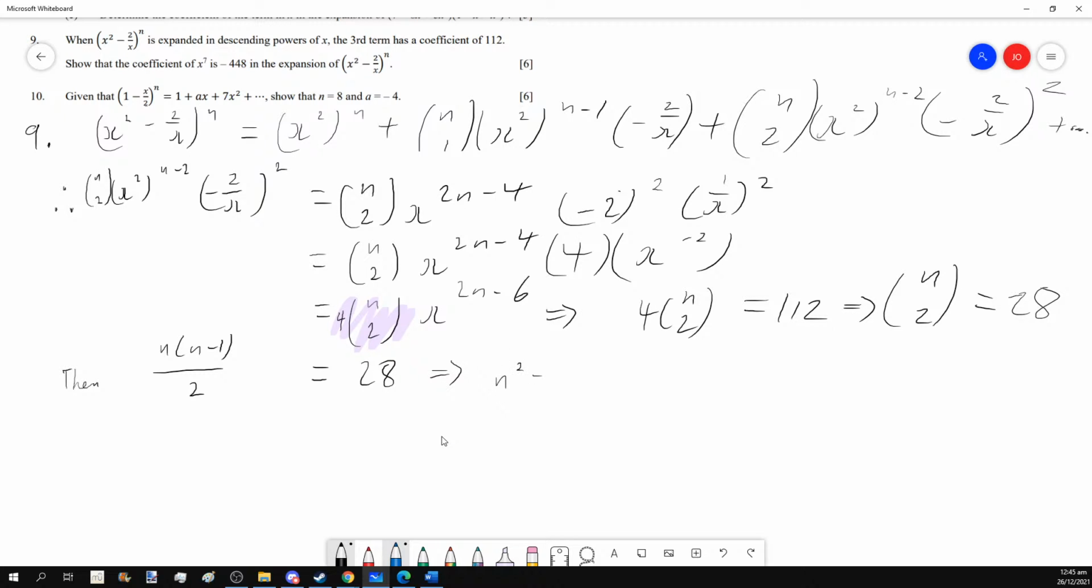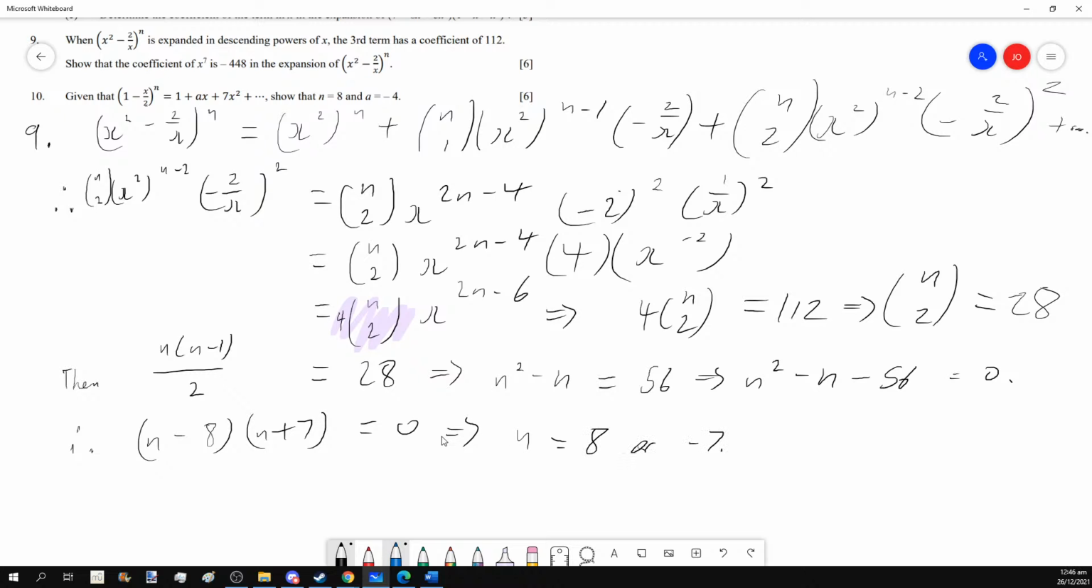Obviously this means n squared minus n equals 56, implying n squared minus n minus 56 equals 0. Once you are here, then we will therefore have n minus 8, n plus 7 equals 0, implying n equals 8 or negative 7. Right? Now, we will obviously reject the negative one. So now we have n equals 8.